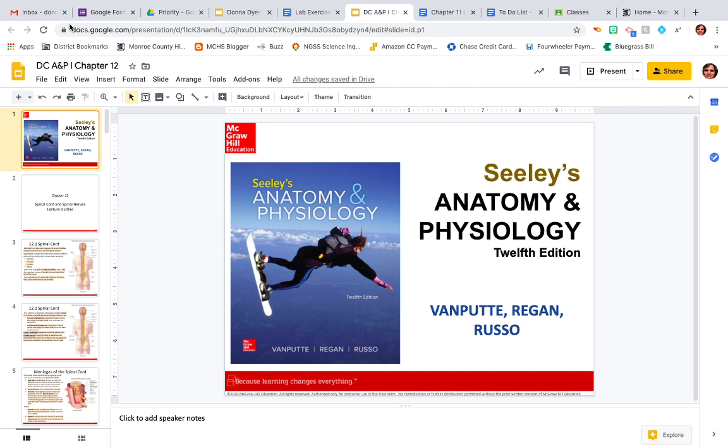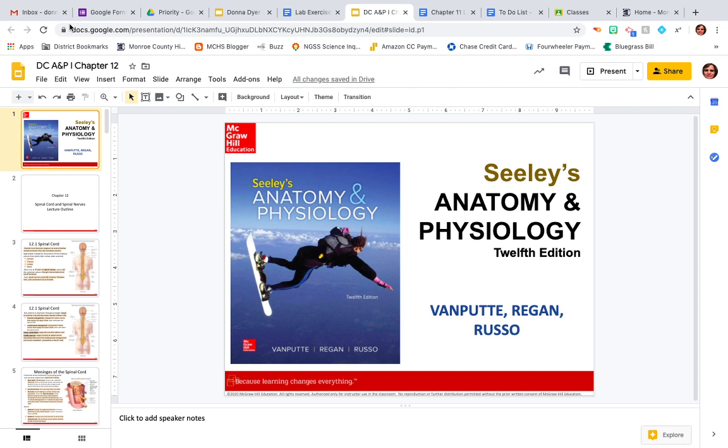We talked a little bit about the spinal cord in our last chapter, Chapter 11, when we talked about how the brain has gray matter on the outside with white matter on the inside, and we said that the spinal cord has white matter on the outside with gray matter on the inside. So they're kind of the opposite as far as where the white matter and the gray matter are.